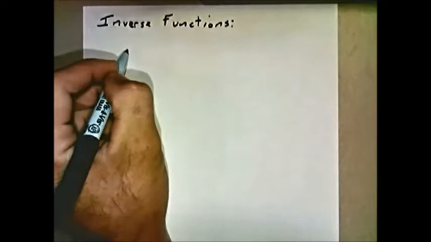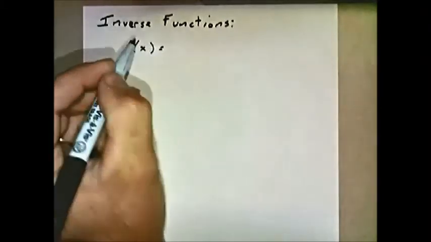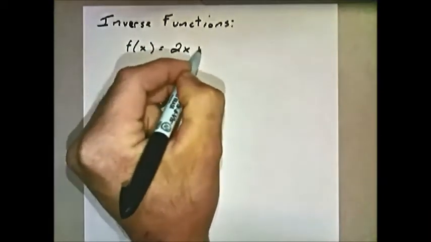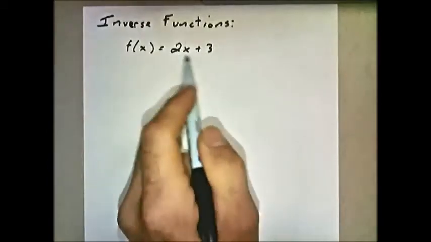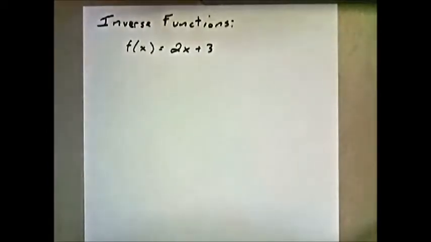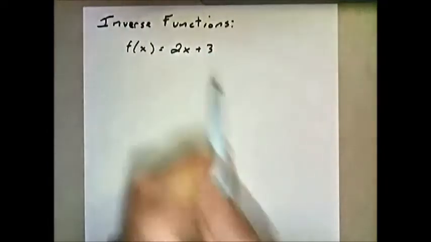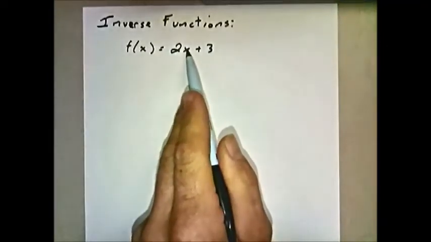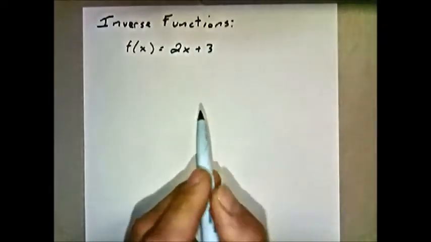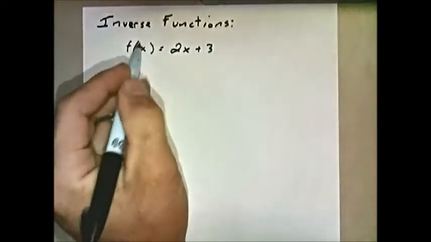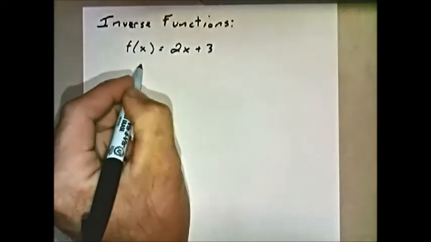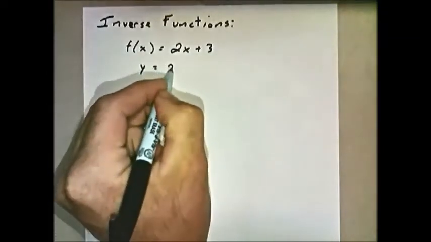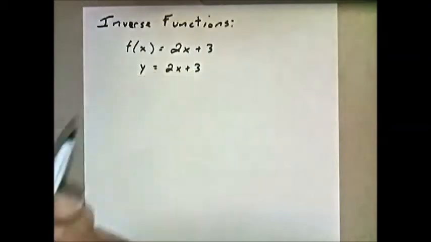Well, let's take a function, f of x equals 2x plus 3. Here we have a linear function, and we're asking ourselves, what would undo this linear function? If I did something to x, what would I do to undo what I've done to it? Remember, f of x is simply a fancy way of saying y equals 2x plus 3.